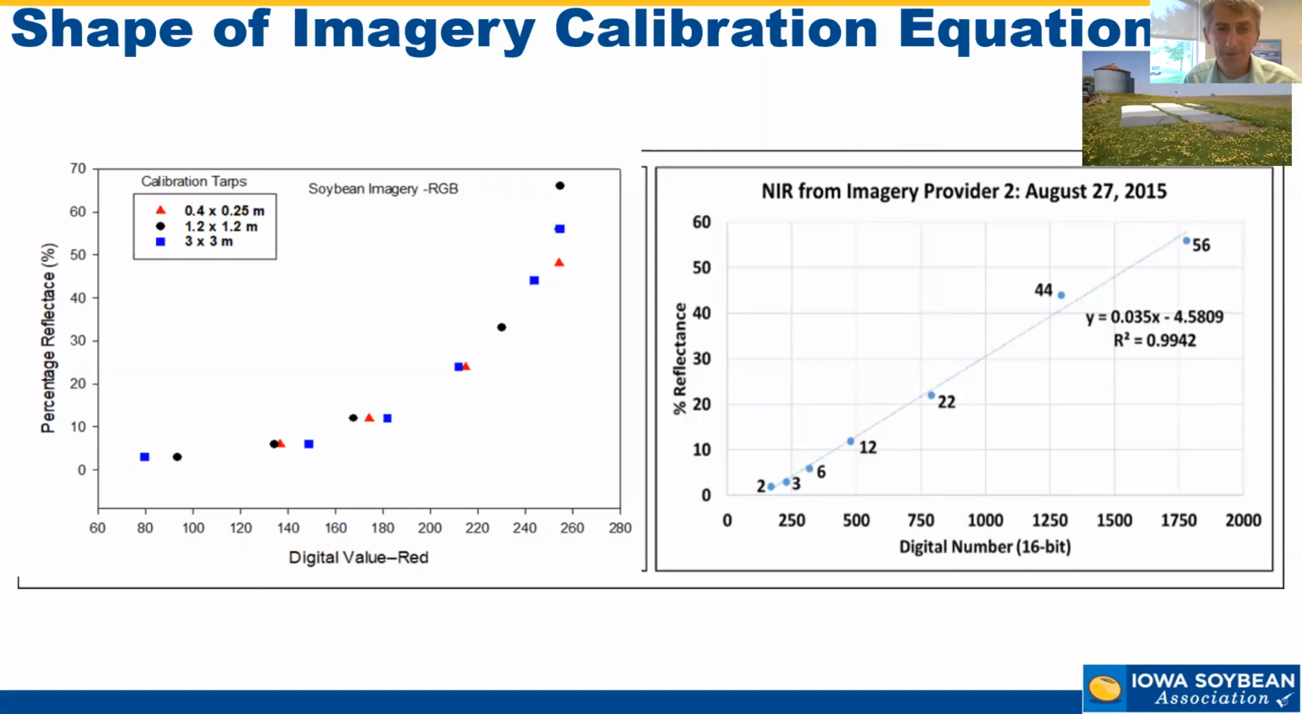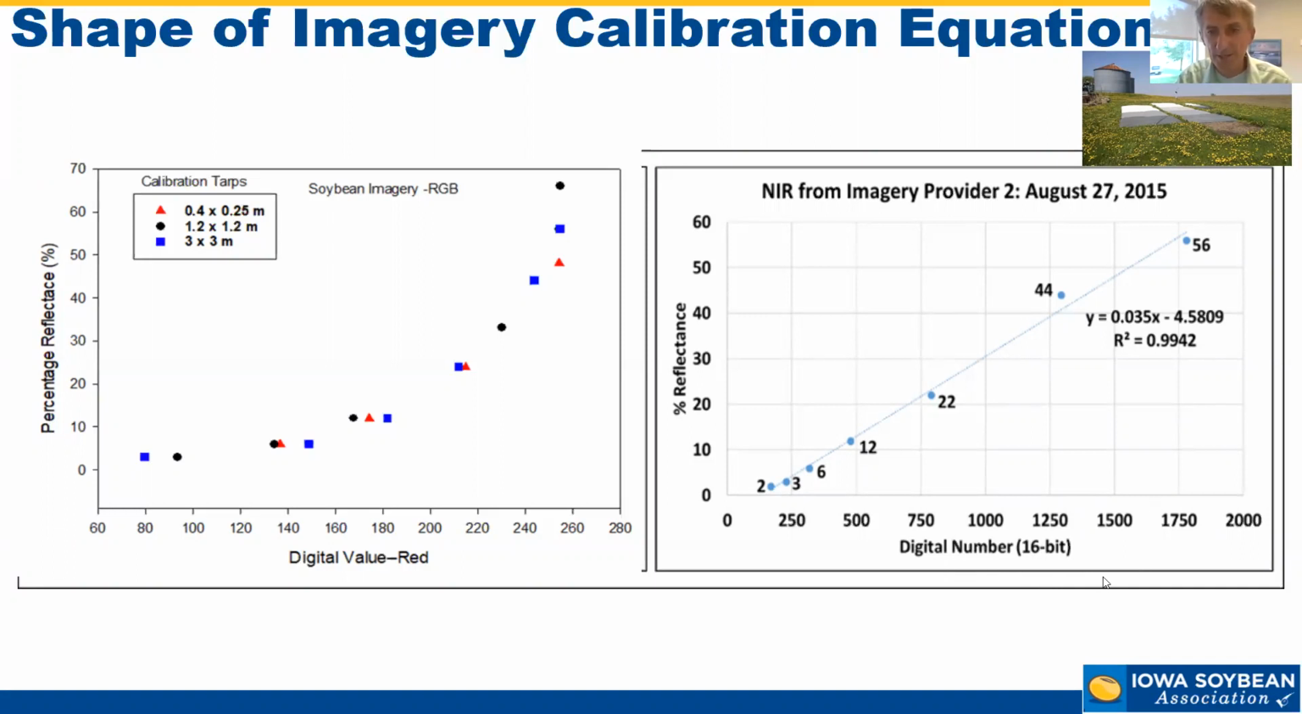Another important feature of our analysis: we focused on the shape of these imagery calibration equations. I mentioned before that having these 6 or 7 or 8 tarps is a pain. They're not cheap. They degrade over time, so we have to manage them, clean them. So the question is, can we use just 2 or 3 tarps? Here on the right, we're looking for the shape of this relationship, which we call equations.